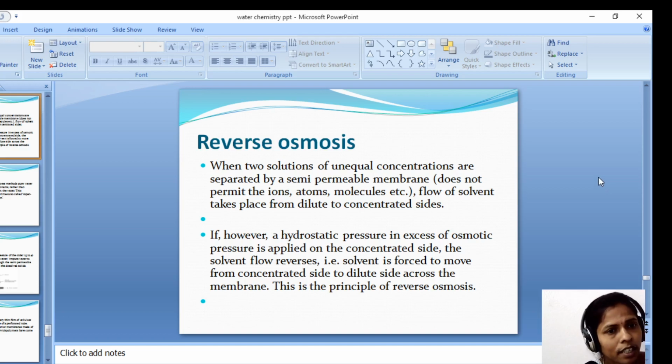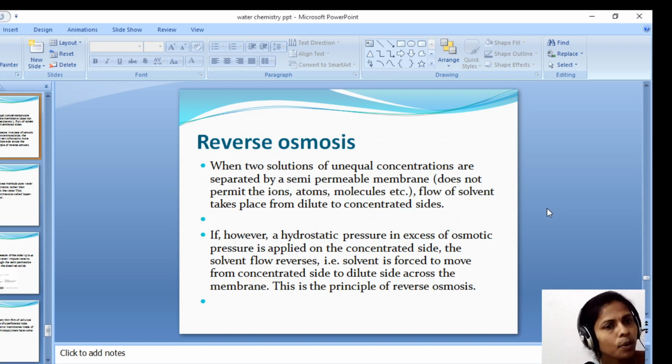For transferring the solvent from high concentration to low concentration, what are we doing? We are applying the pressure at the high concentration solution. So when we apply the pressure at the high concentration solution, reverse osmosis takes place. That means the solvent will transfer from high concentrated solution to low concentrated solution. That is the reverse osmosis process. Like that, we can get highly purified water from the seawater.